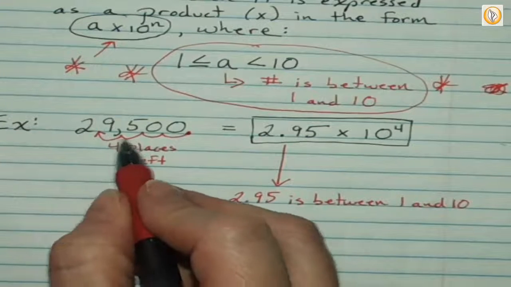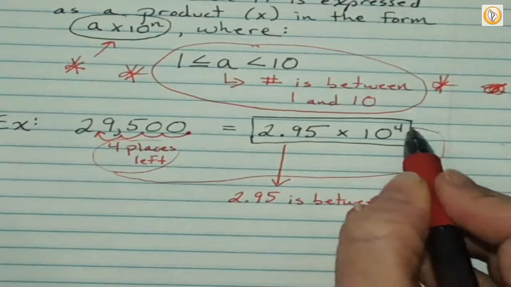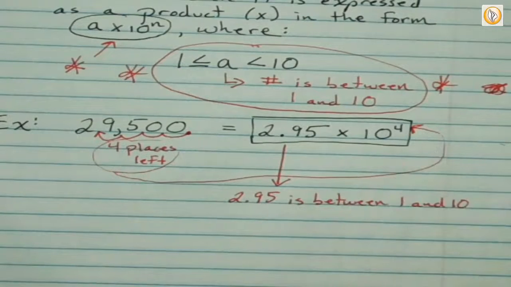And we moved the 4 places to the left, so that 4 we put right there as our exponent.